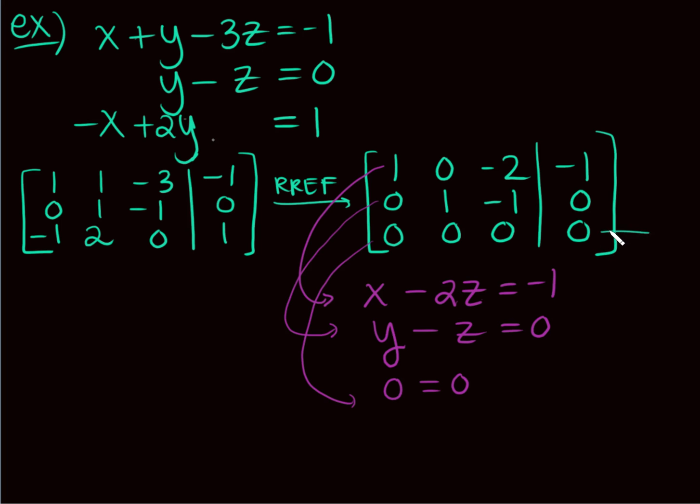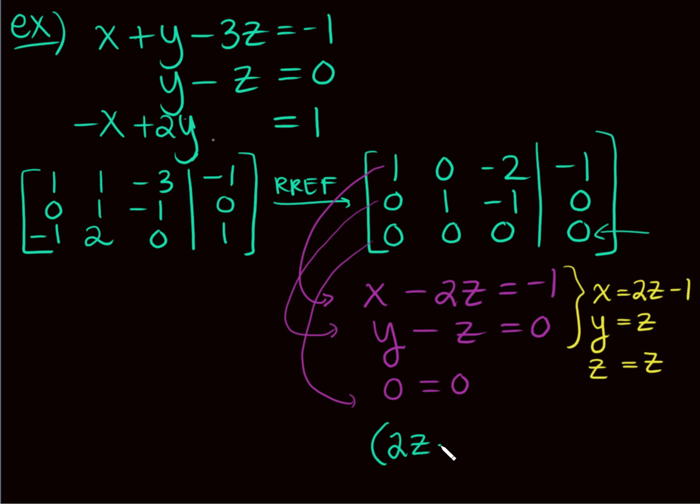My free variable, because it's in the third row right here, is going to be z. And so what I'm going to do is solve these so that everything is in terms of z. So this means that x equals 2z minus 1. This tells me that y is actually equal to z. And then this 0 equals 0 just tells me that z is equal to z. z is what we call our free variable. So x is going to be dependent on z. It's going to be 2z minus 1. y is just going to be z. And then, of course, z is just itself. So what happens here? You pick a value for z, and then your y and your x follow suit.